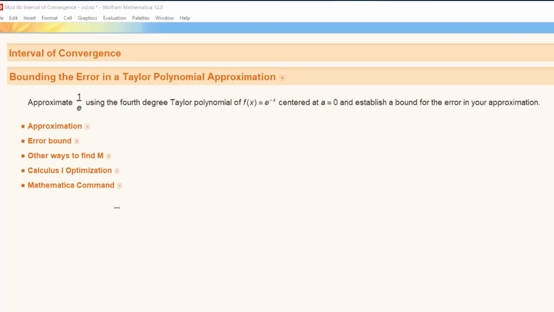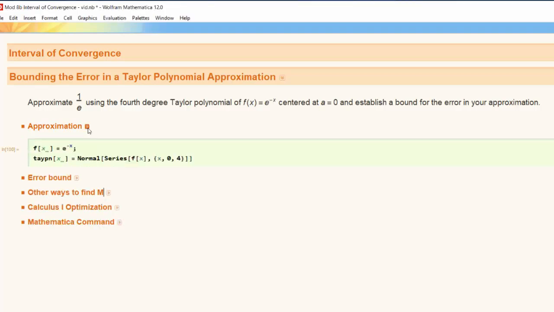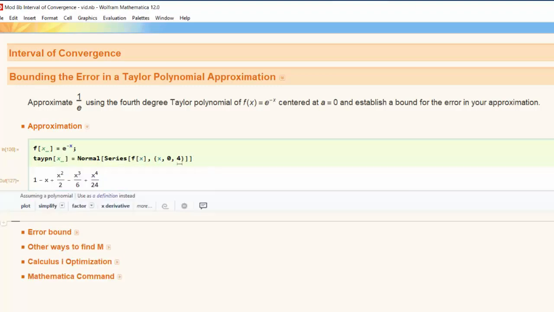So our first step is going to be approximate 1 over e. To do this, I'm going to define my function to be e to the negative x and generate the fourth degree Taylor polynomial. So we've done that before where we used the series command and then the normal command to clean up the output and stored our result as a function. So when I evaluate this cell, I'm going to get the fourth degree Taylor polynomial for e to the negative x. But next I want to approximate 1 over e, or e to the negative 1.